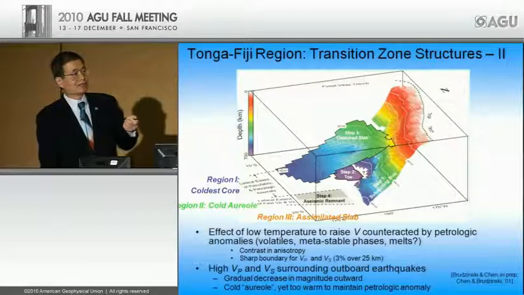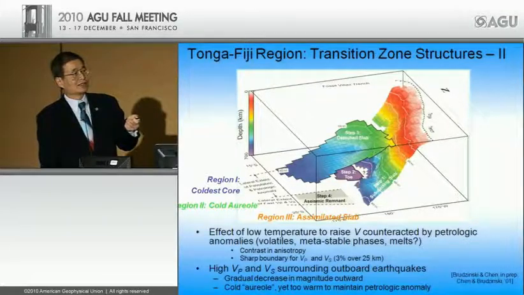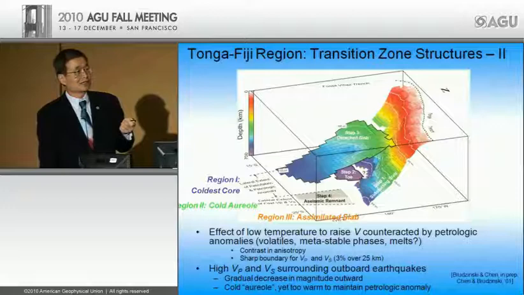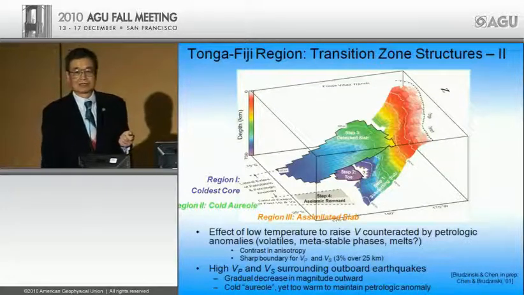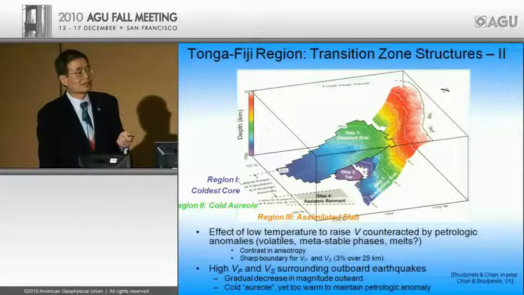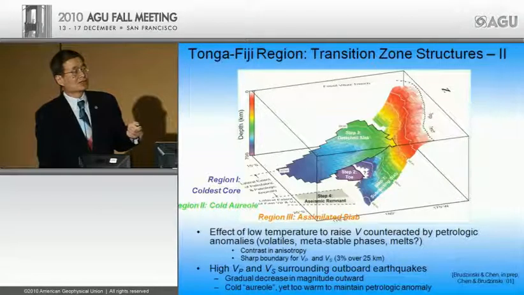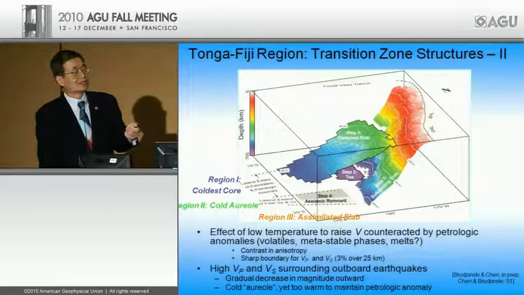region. Now, I mentioned how sharp the transition is from anisotropic to isotropic regions and from no anomaly in VP and VS to a very high 3% anomaly here. This is certainly consistent with the interpretation that this cannot be simply a thermal effect. It has to be a petrologic effect at play here. So basically, in the coldest core of this region, we have this petrologic anomaly.